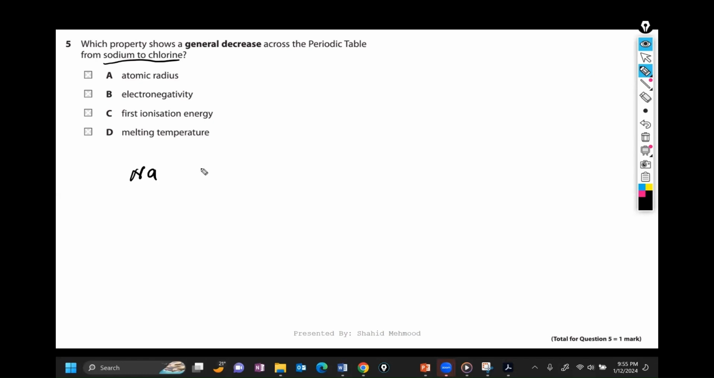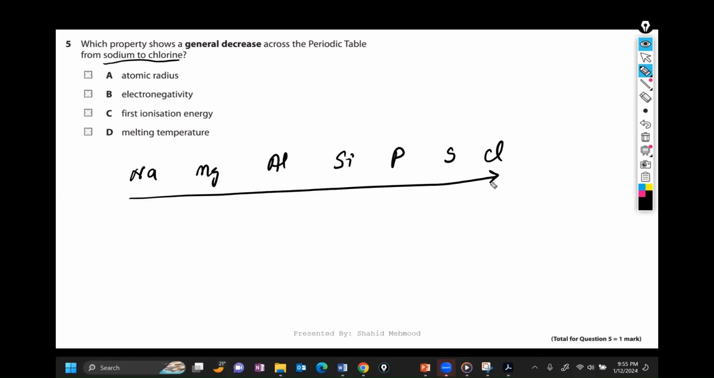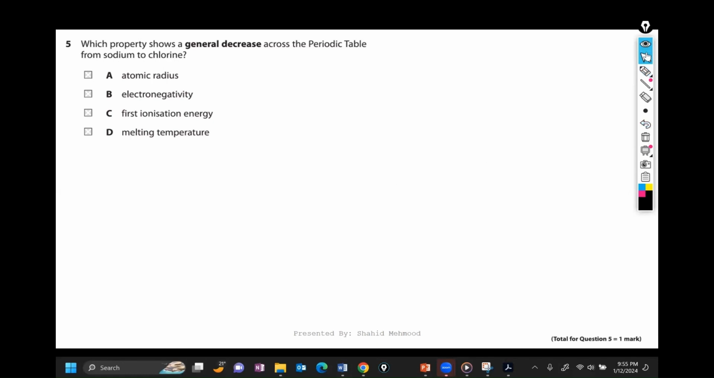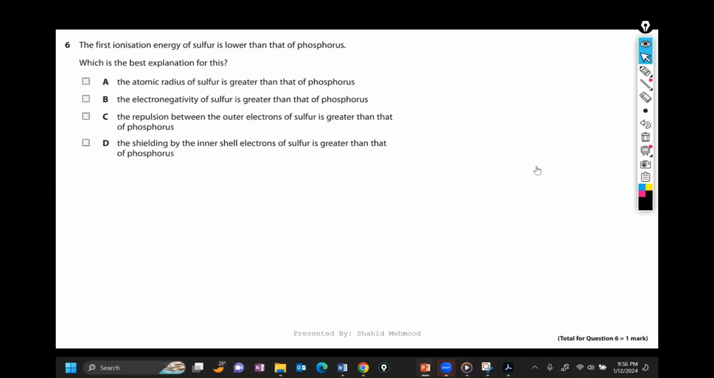So sodium in period 3, then magnesium, then aluminum, then silicon, then phosphorus, then sulfur, and then chlorine. Across the period, atomic radius is decreasing due to the increase in nuclear charge, or number of protons. So the first option is the correct option. No need to go through B, C, and D. The correct option here is option A.